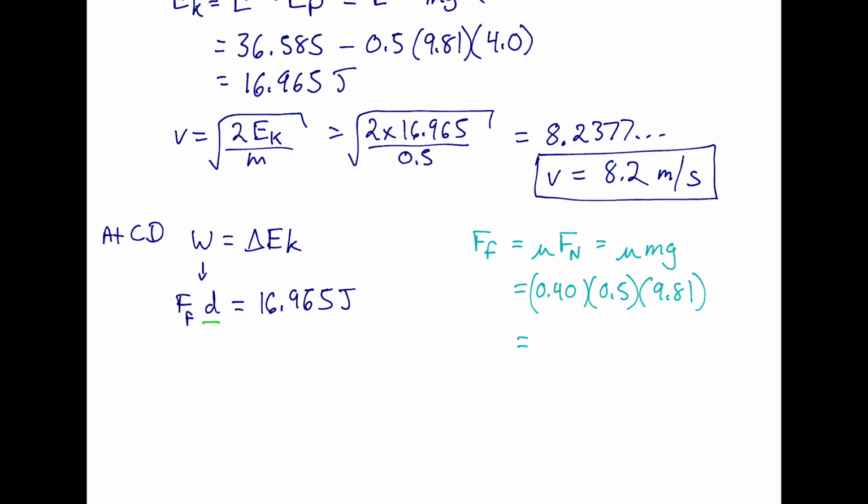I'm going to do the math on that now. 0.4 times 0.5 times 9.81. Oh, that is very little friction. But it's a pretty light box. 1.962 newtons of force. It's pretty little, but it's pretty light. Okay. Yeah, not much stuff there. That's good. Okay, great.